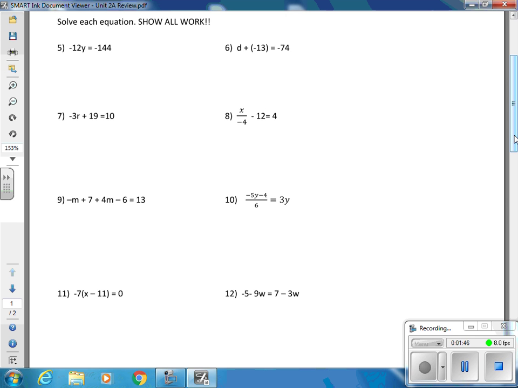All right, so for number 5, this is a one-step equation. In order to get rid of negative 12, you want to divide by negative 12 on both sides. Okay, cross it off, and y equals negative 144 divided by negative 12, which is positive 12.